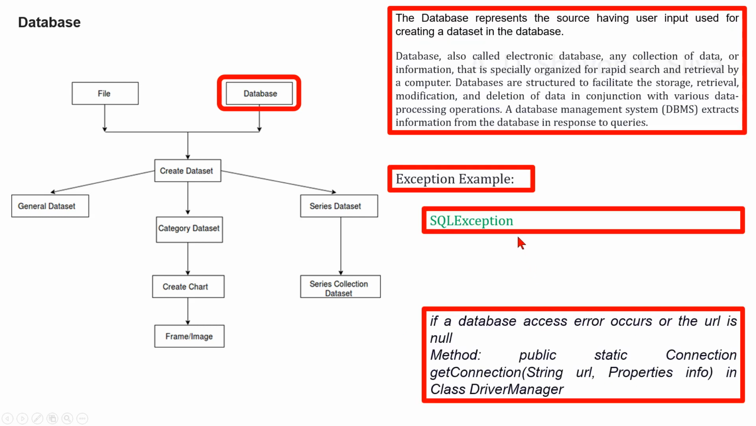As an exception example, we can consider SQLException. It occurs if a database access error occurs or the URL is null in method public static Connection getConnection(String url, Properties info) in class DriverManager.